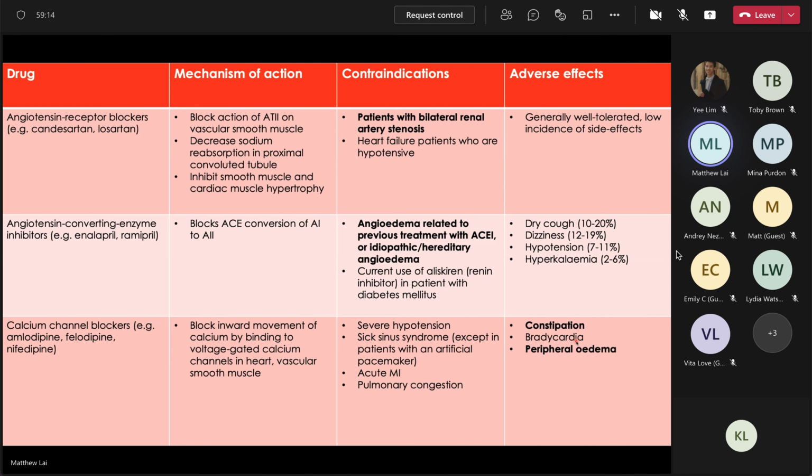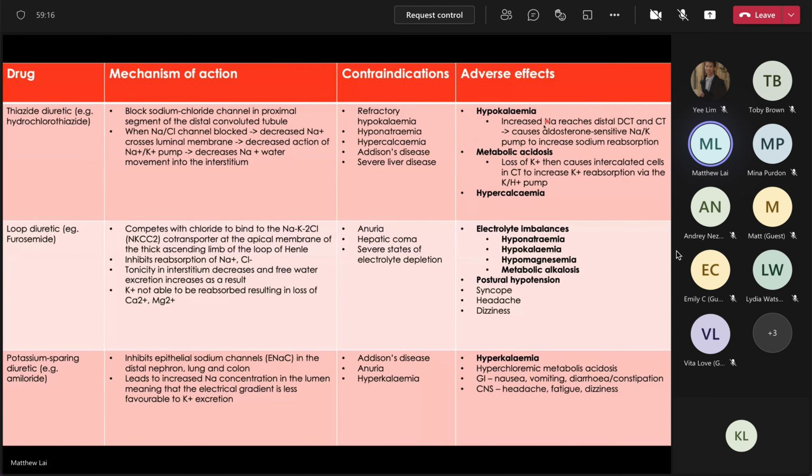In thiazide diuretics, you can induce hypokalemia, and same thing for loop diuretics. And the important thing to remember is that in potassium-sparing diuretics, the adverse effect is the opposite. It's hyperkalemia as opposed to hypokalemia. So that's a big one to remember.